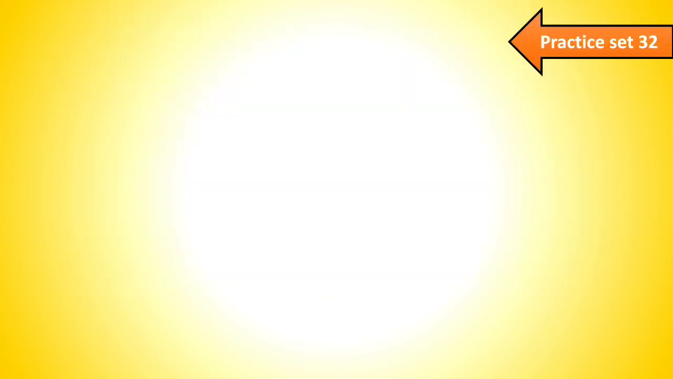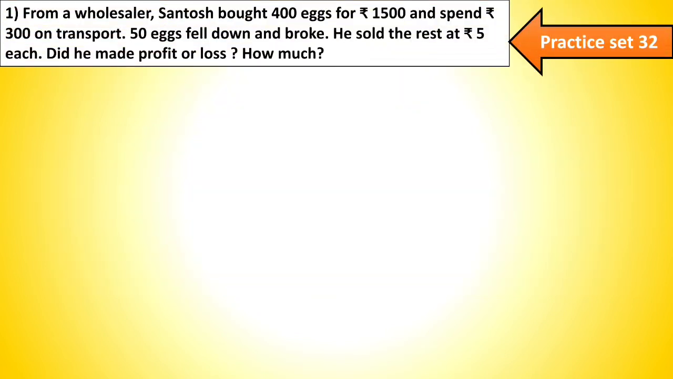Our practice set number 32, question number 1. It is given: from a wholesaler, Santosh bought 400 eggs for rupees 1500 and spent rupees 300 on transport. 50 eggs fell down and broke. He sold the rest at rupees 5 each. Did he make profit or loss? How much? Here, first of all, we will find the total cost price of the eggs.